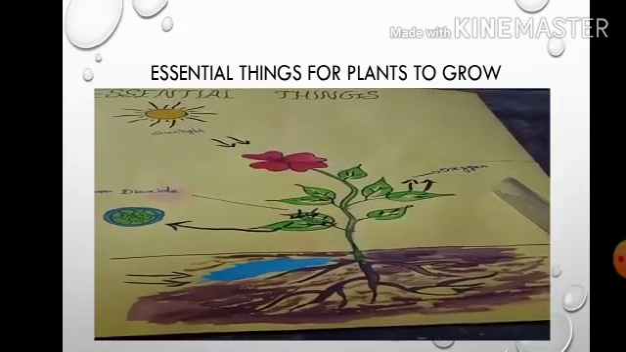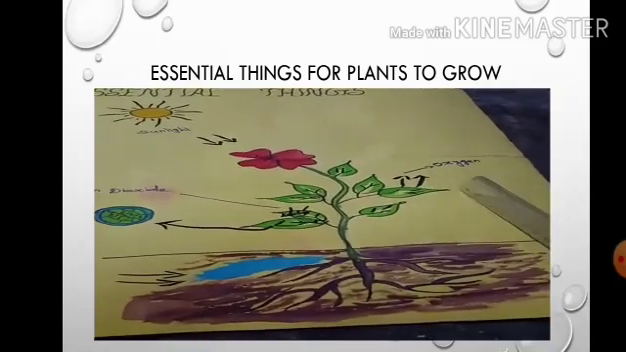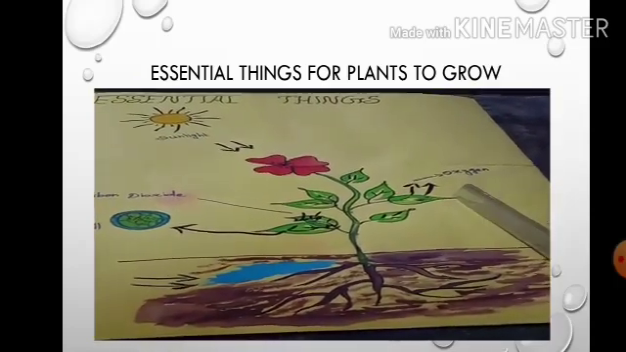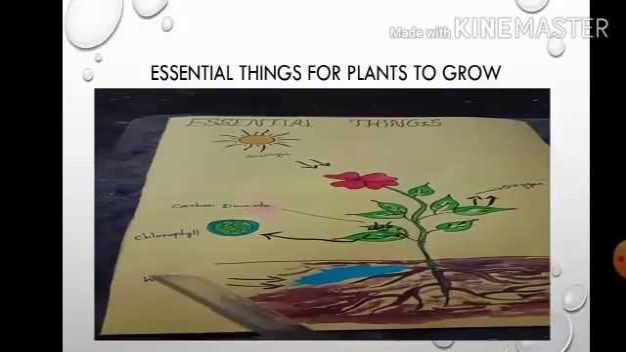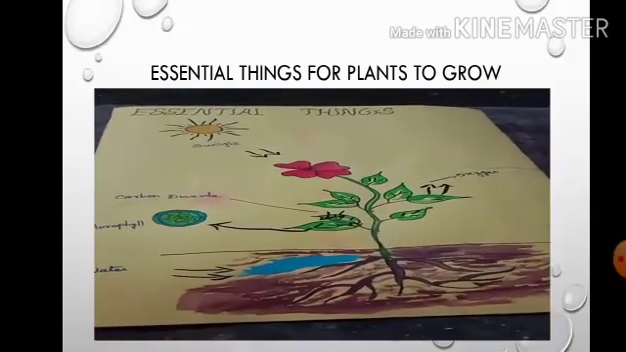What does respiration mean? Respiration means breathing by inhaling and exhaling air. So for that, oxygen is used. These are all the important things for plants to grow.